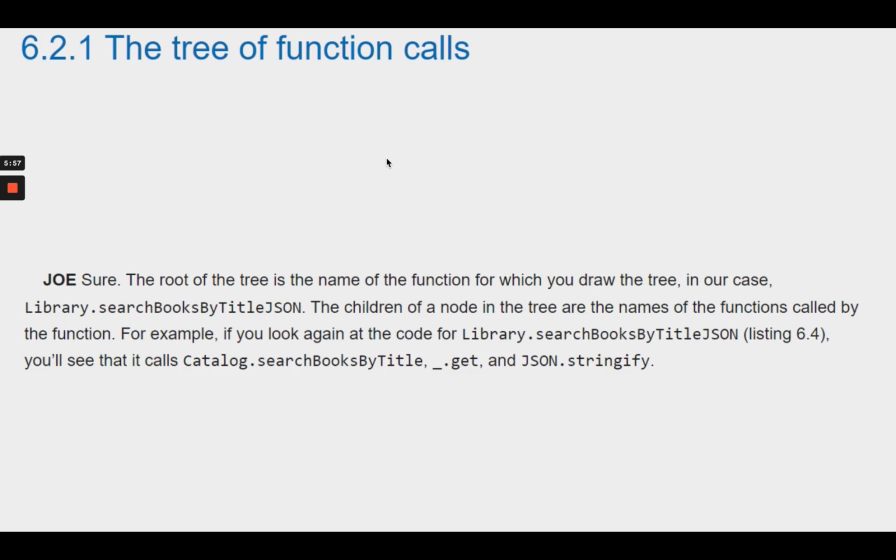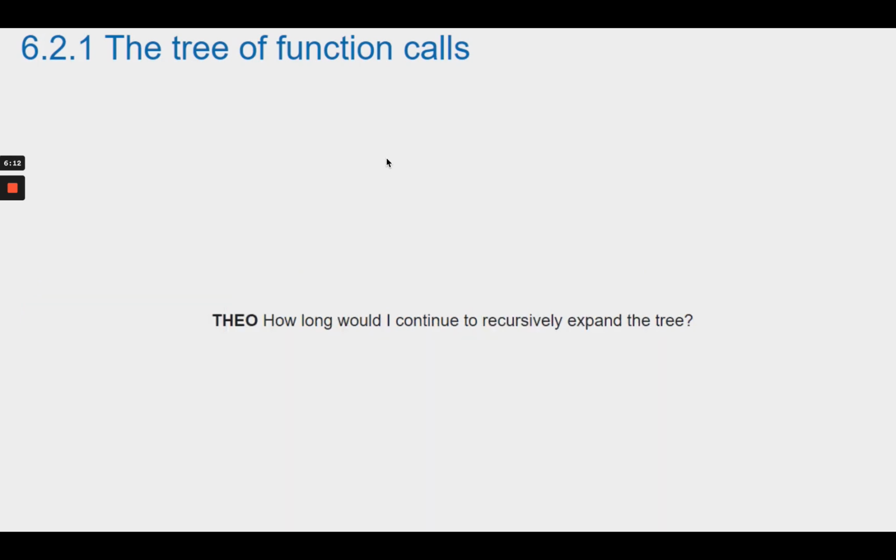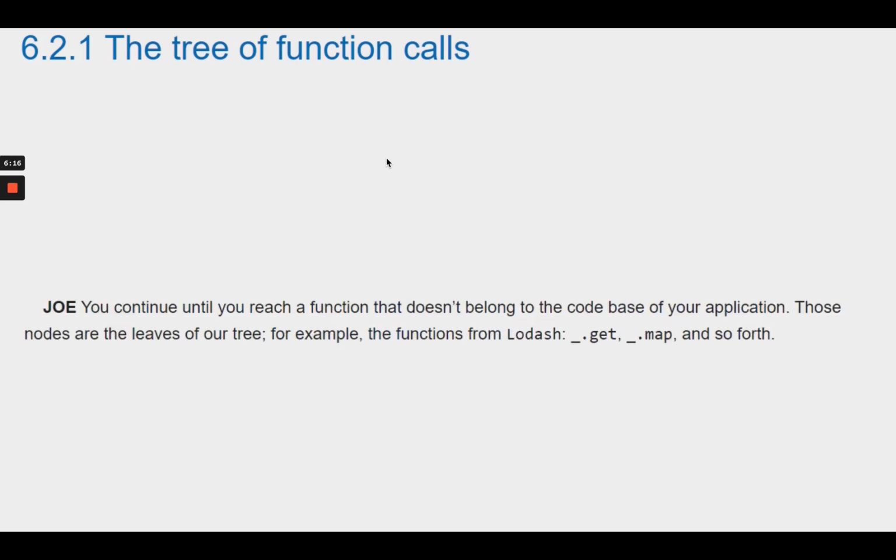For example, if you look again at the code for library.searchBooksByTitleJSON, listing 6.4, you'll see that it calls catalog.searchBooksByTitle, _.get and JSON.stringify. Theo: How long would I continue to recursively expand the tree?